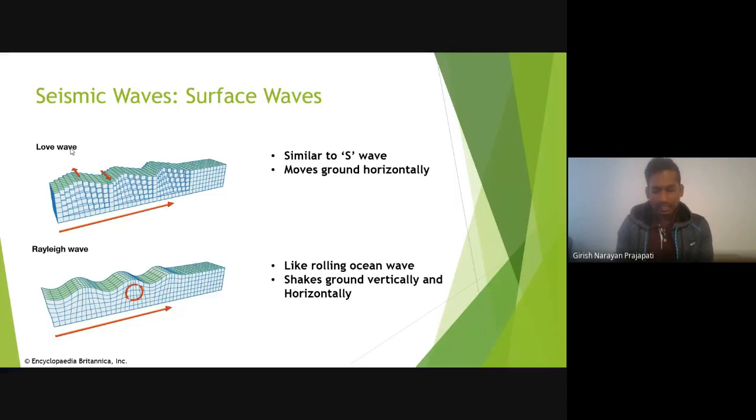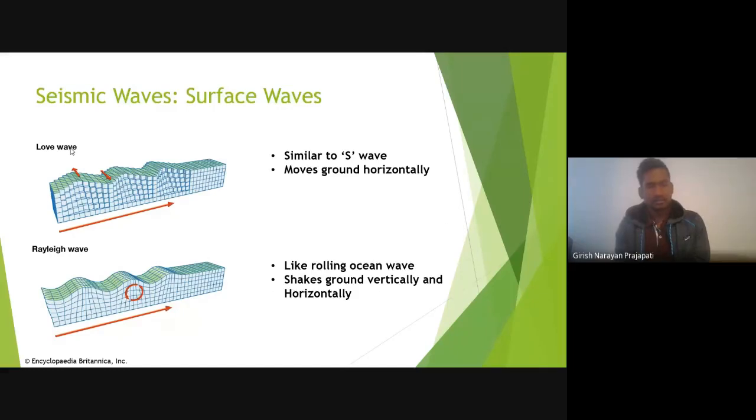The Rayleigh waves are like the waves in the ocean. They move like that. They shake the ground in both horizontal and vertical directions, and they make a particle or material particle oscillate in an elliptical path.